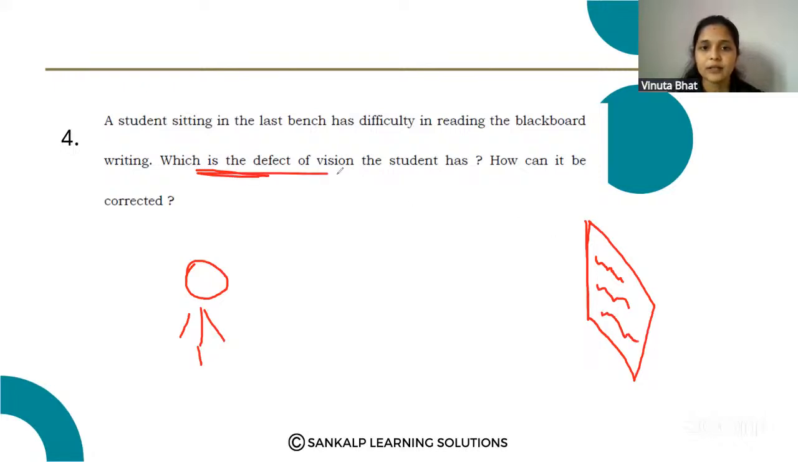What type of vision defect does the student have, and how can it be corrected? He's not able to see the far object, but he is able to see the nearby object. He is able to read the near. That is the assumption here. Then what type of defect is it? That is myopia, or nearsightedness.